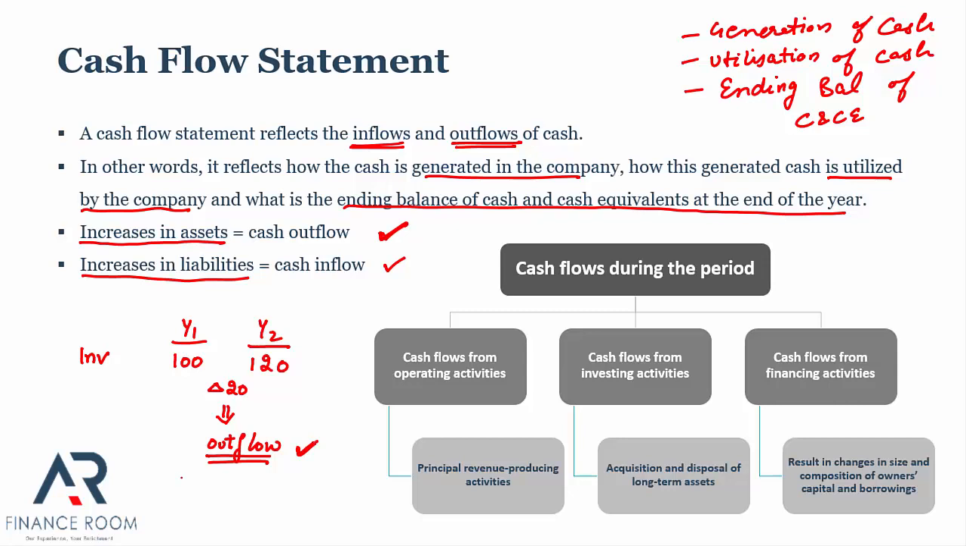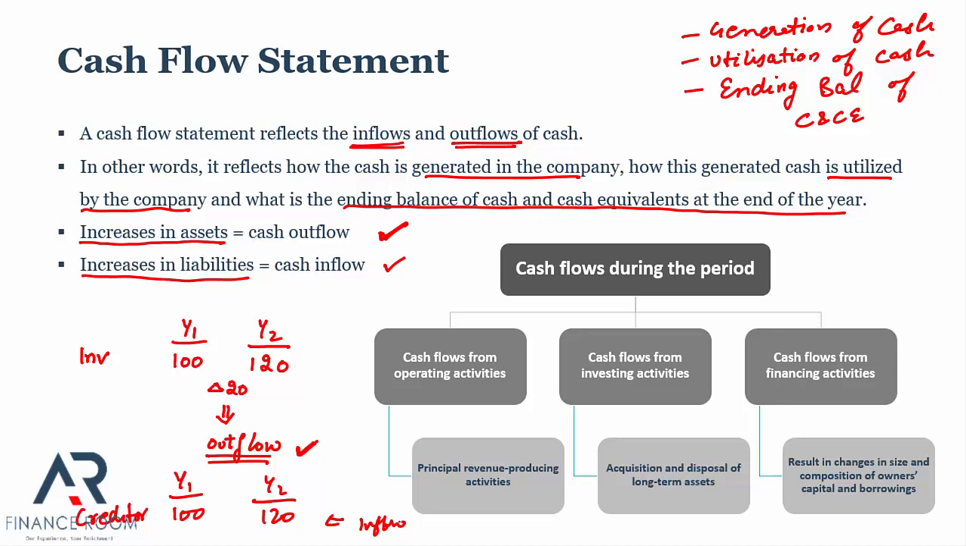Whereas, if your creditors increased from 100 to 120, that means you are delaying the payments to the creditors. That means you have more cash available with you in the company, more liquid cash. You haven't paid the creditors yet. And hence, this is regarded as an inflow. Alright, so please keep this concept in mind. That's a very, very important concept as far as the cash flow statement is concerned.